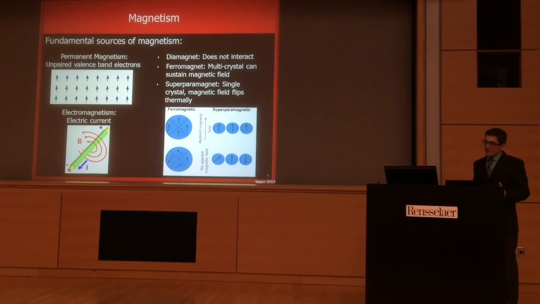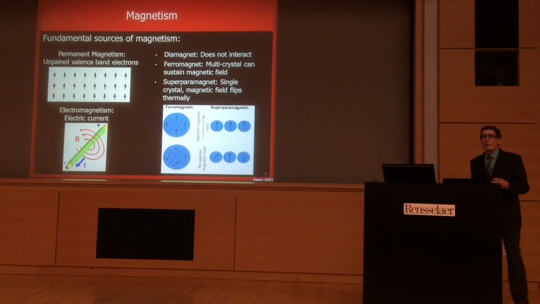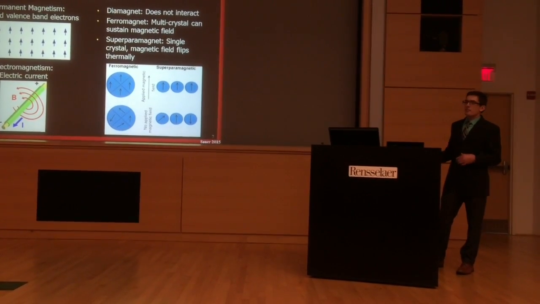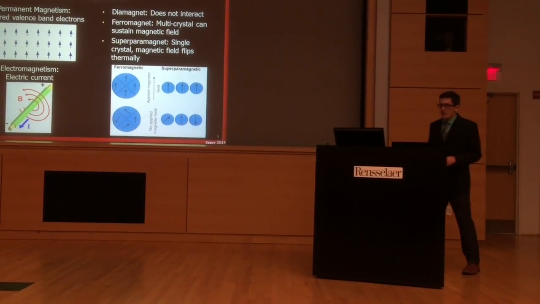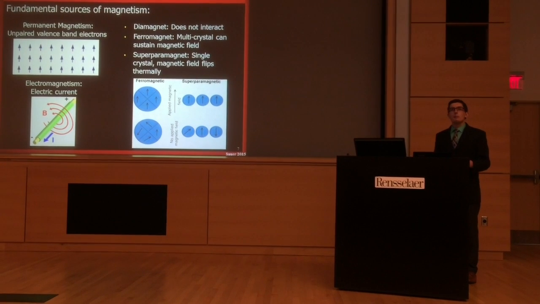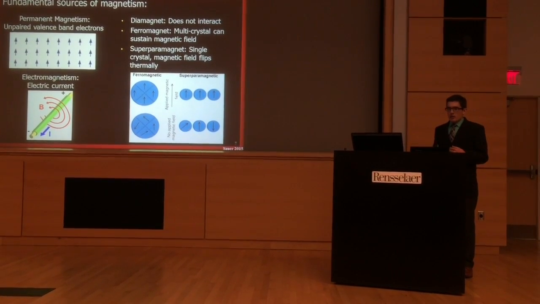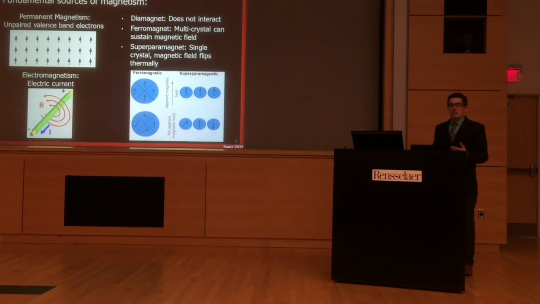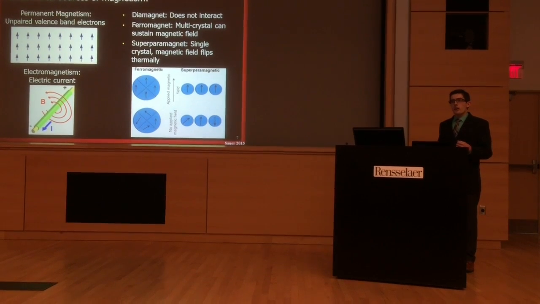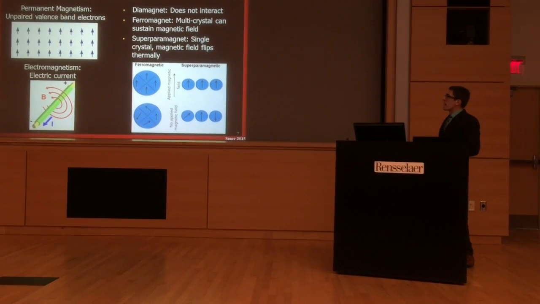A couple of fundamental sources of magnetism. There are two. One is permanent magnetism, like in your fridge magnet. This is caused by unpaired valence band electrons that can couple, and this allows certain materials like iron and nickel to sustain a magnetic moment. The other is electromagnetism.